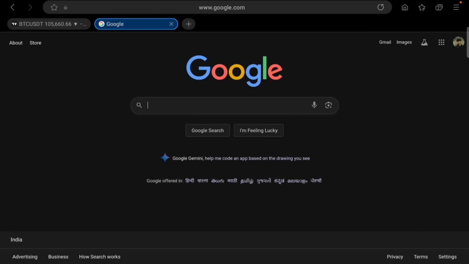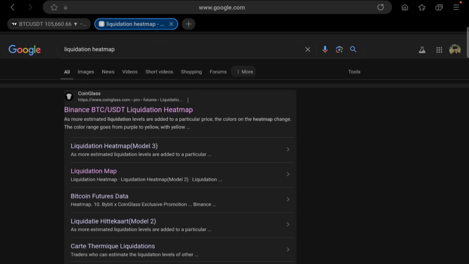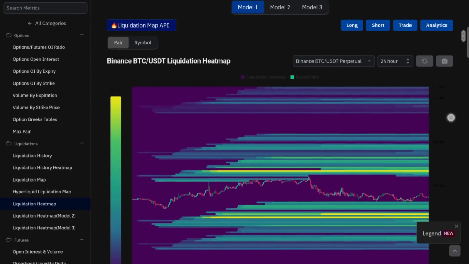Now guys, how do we find out retail investors' liquidity? Where is people's liquidity concentrated, so that we can plan our trades accordingly? How do we find out liquidity using the liquidation heat map? Go to Google and search for liquidation heat map. Click on the topmost website, CoinGlass. And you'll get an interface just like this.